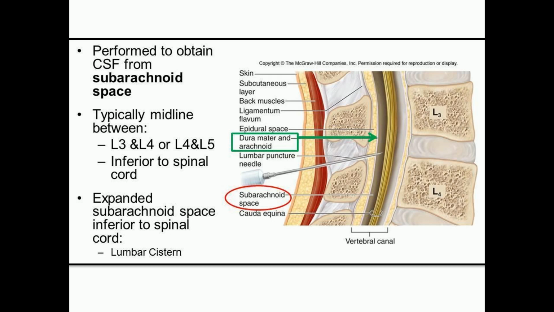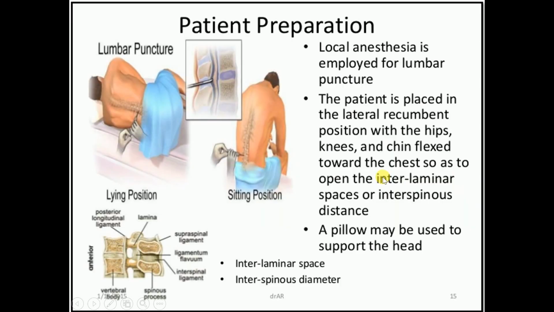Between L3 and L4 is the preferred site for the collection of the cerebrospinal fluid, because there is an expanded subarachnoid space inferior to the spinal cord, called the lumbar cistern. This one is the subarachnoid space. So within this space we can collect the cerebrospinal fluid.